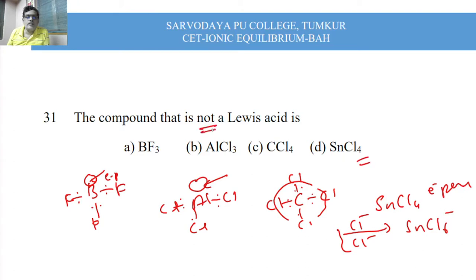Which of the following is not a Lewis acid? It will be CCl4. Similarly, you may consider, say, beryllium chloride. Beryllium chloride also will not accept any pair of electrons. CCl4 is the answer.